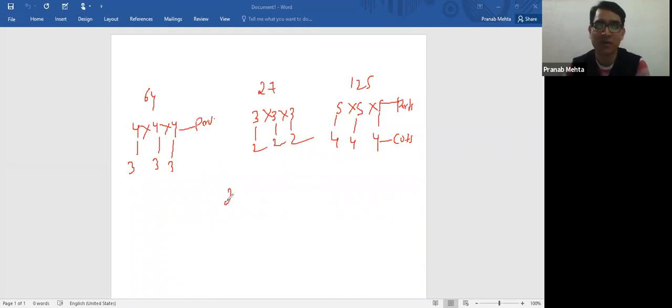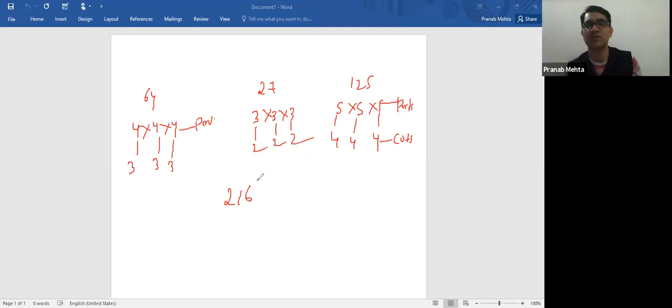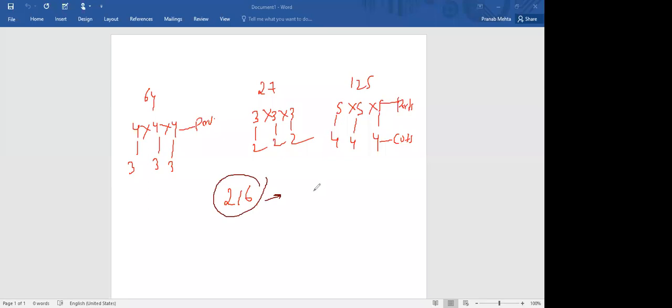If I'm talking about, okay, tell me 216, how many cuts should I make to get 216 small cubes? Yes, fast. How many cuts should we make to get 216 small cubes? 216 is the cube of which number? Sanvi, 216 is the cube of which number? Sir, 6.